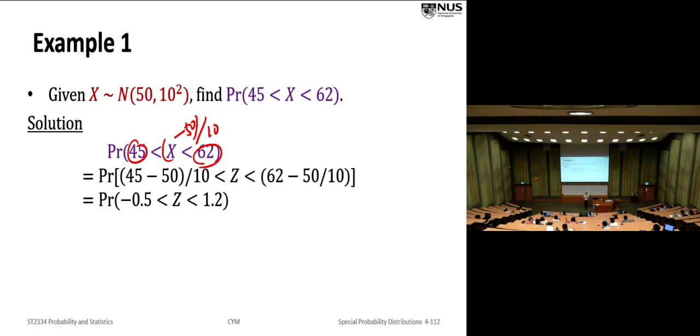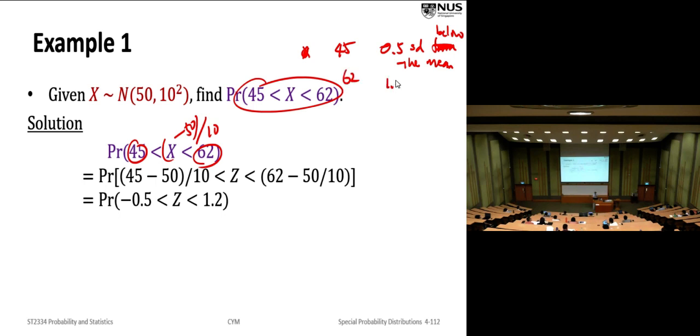What does that mean? It means that X following normal with mean 50 and variance 10 square is equivalent to a standard normal between minus 0.5 and 1.2, which simply means that 45 is 0.5 standard deviation below the mean, while 62 is 1.2 standard deviations above the mean. All right? Standard deviation is 10 and mean is 50. How do I know it? Because after I convert it, these will be the numbers for the standard normal as a reference. So it's 0.5 standard deviation below the mean and 1.2 standard deviations above the mean.